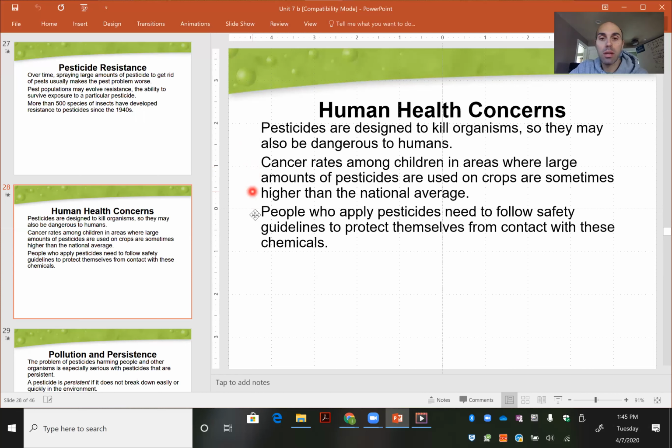national average. People who apply pesticides need to follow safety guidelines. It's very important that they protect themselves from contact with these chemicals. Think about if you're like a crop duster, right? You're flying these planes over and you're dropping the pesticide. You're constantly touching that every day. You need to take the precautions necessary to make sure that you're not harmed by it. Okay, guys, so I want you to understand pesticides can be dangerous to humans as well.